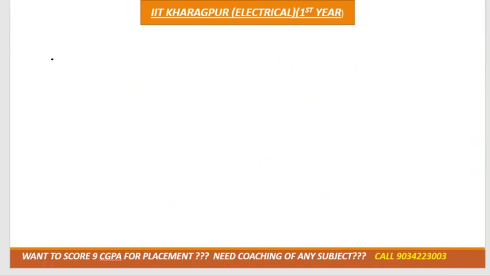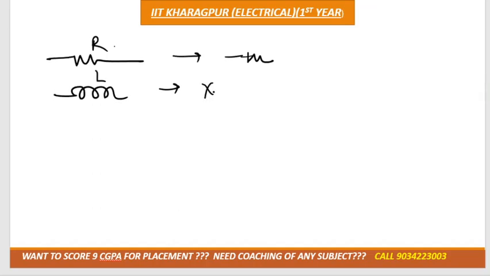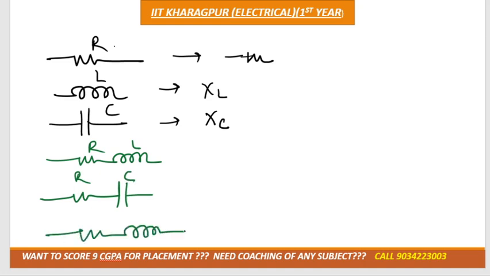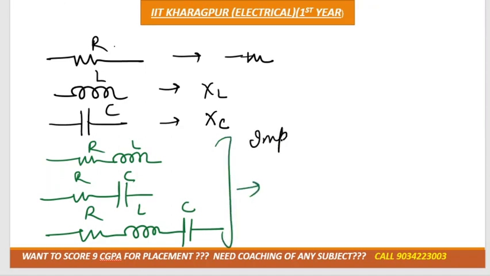So next we'll study what to use for each component. If there is a resistor, then we'll use resistance. If there is an inductor, then we'll use inductive reactance. If there is a capacitor, then we'll use capacitive reactance, right? Now what if there is a combination of R and L, R and C, or a combination of R, L and C? In that case we'll use the term impedance.